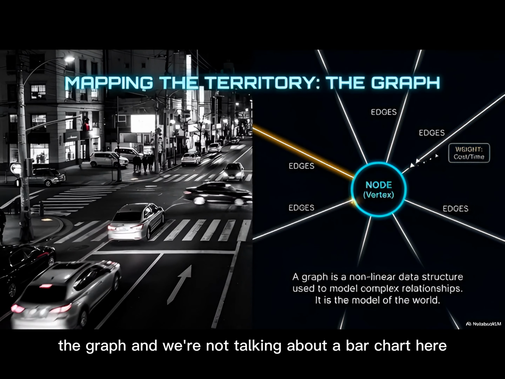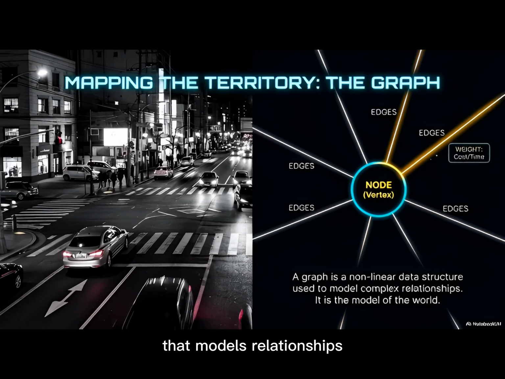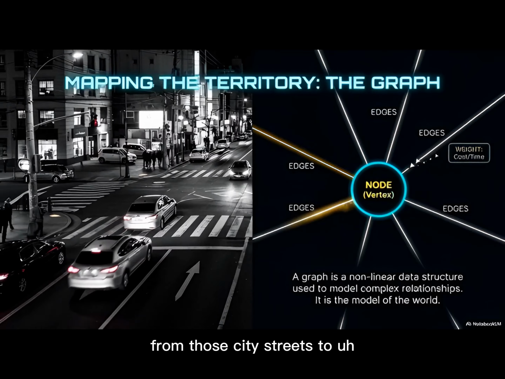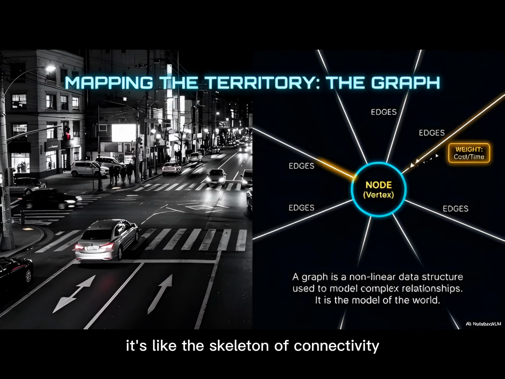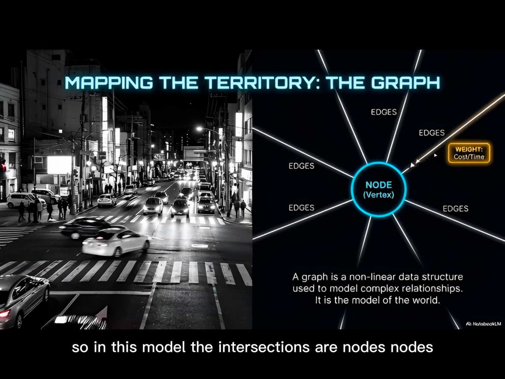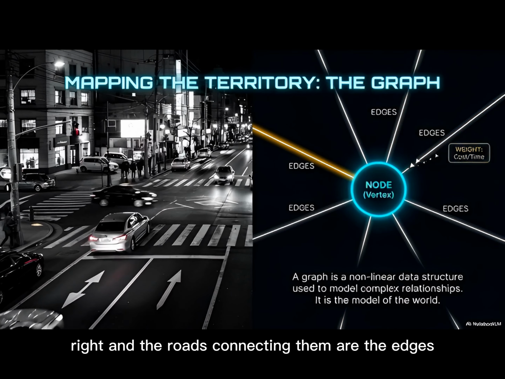And we're not talking about a bar chart here. No, not at all. This is the fundamental data structure that models relationships, from those city streets to the actual pathways in your brain. It's like the skeleton of connectivity. So in this model, the intersections are nodes. Nodes, right, and the roads connecting them are the edges.